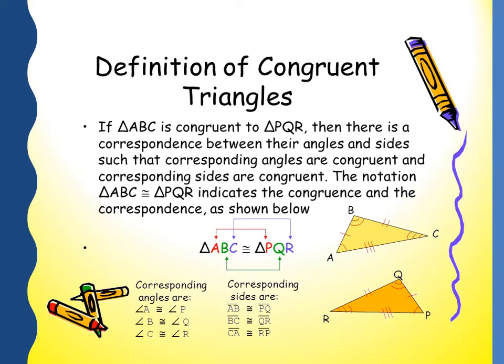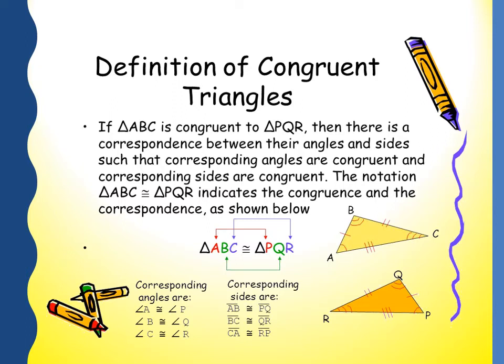Now let's talk about the congruence in triangles. If triangle ABC is congruent to triangle PQR, then there is a correspondence between their angles and sides, such that corresponding angles are congruent and corresponding sides are congruent. The notation triangle ABC congruent to triangle PQR indicates the congruence and the correspondence as shown in this figure and as written by arrows.